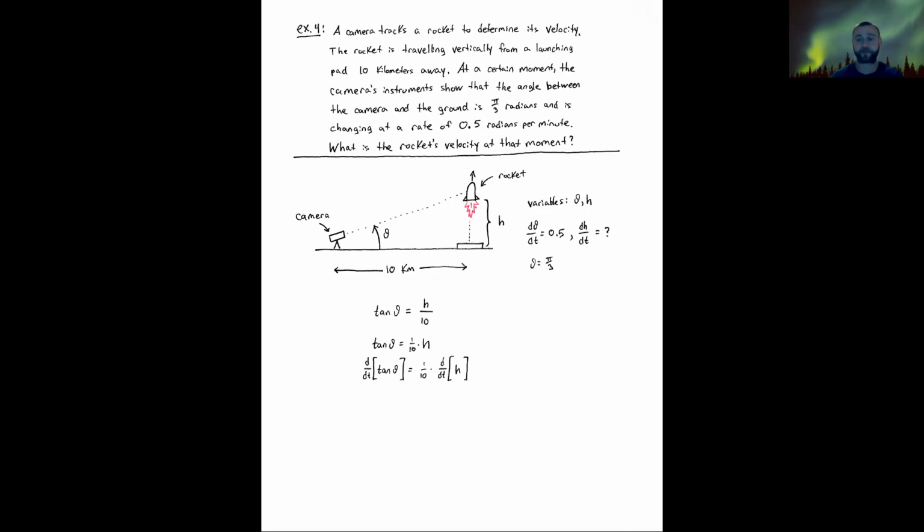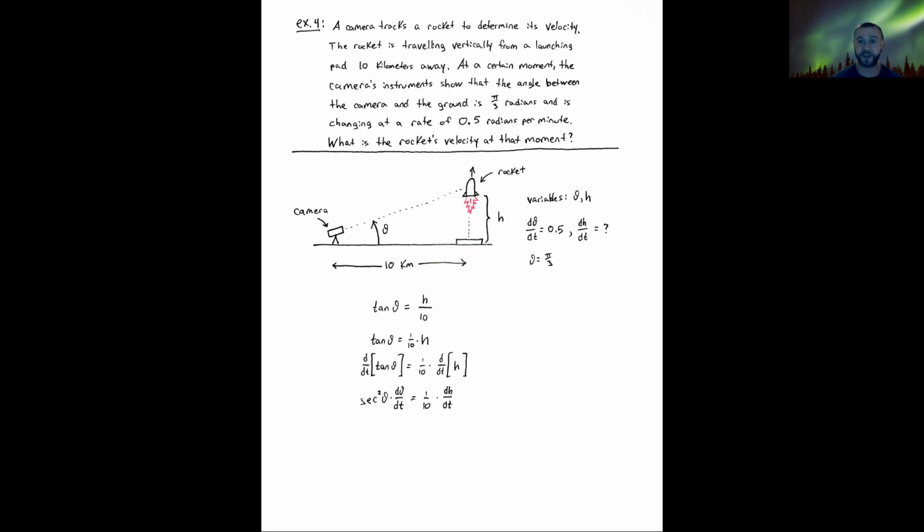Notice on the left side, we have the derivative of tangent. Hopefully you recall the derivative of tangent is secant squared. But because theta depends on time, we get as our derivative on the left side secant squared of theta times d theta over dt. The right side, the 1/10 is a constant multiple, and h just differentiates to dh over dt, just like v did, differentiating to dv over dt in the previous example.